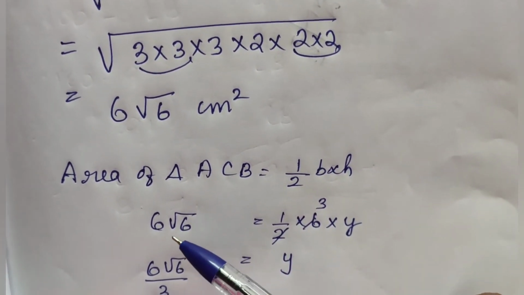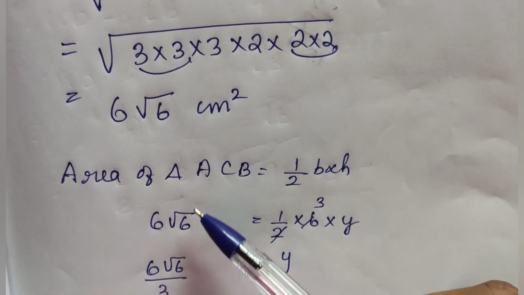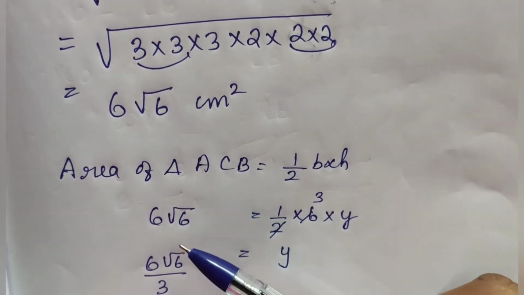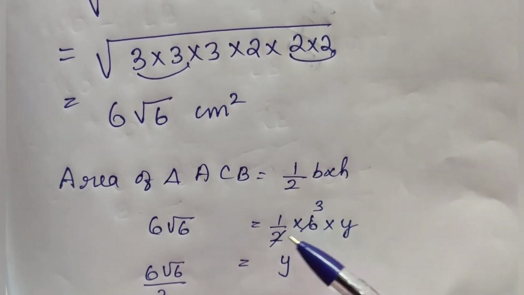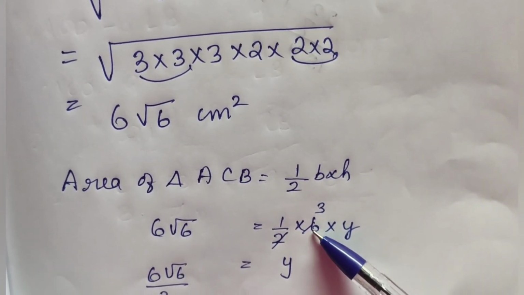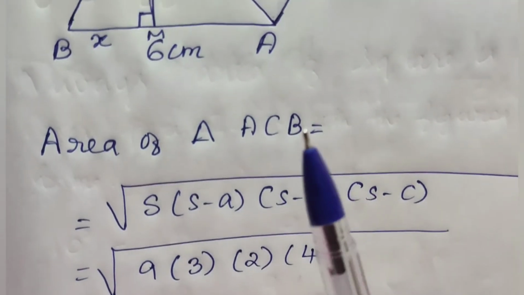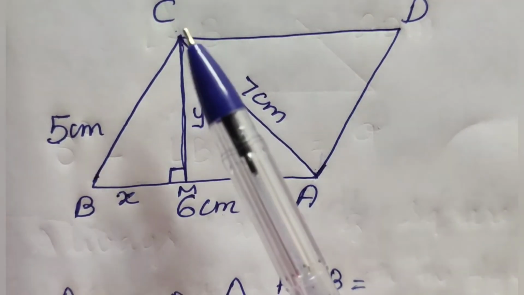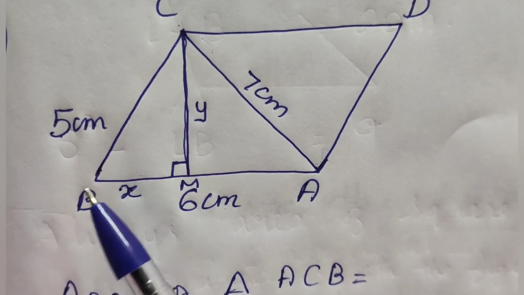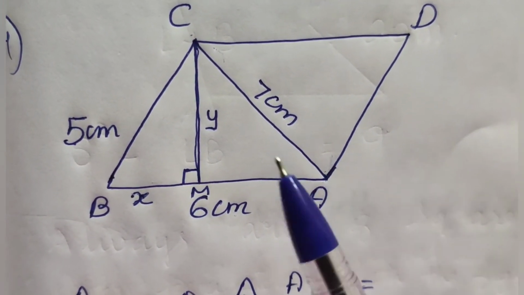So here I assume the area of triangle ACB. ACB we already got as 6 root 6, and I apply it in this formula, half base into height. Here the base is 6 centimeter in the triangle. Now this is the triangle. I got the area of the triangle, but I am substituting with another formula, half BH.